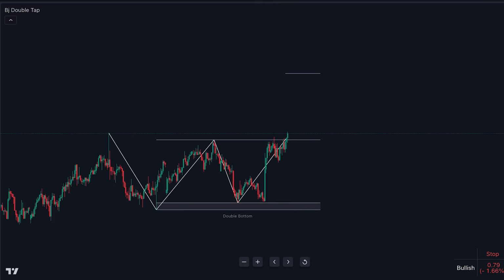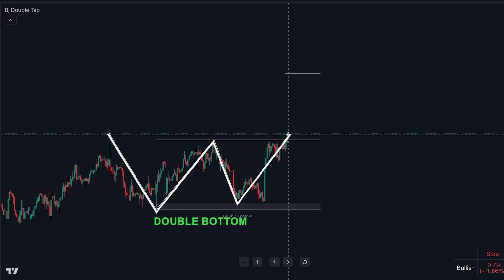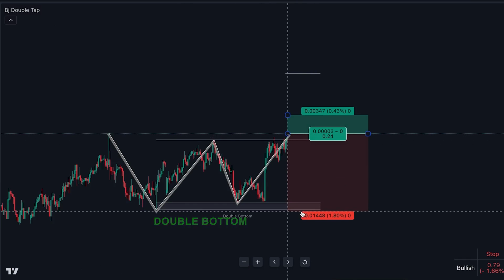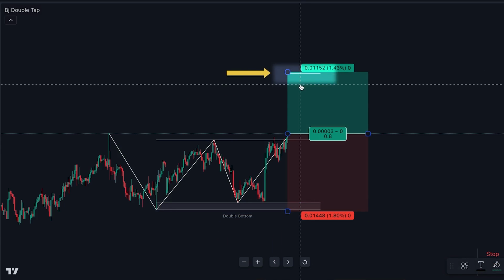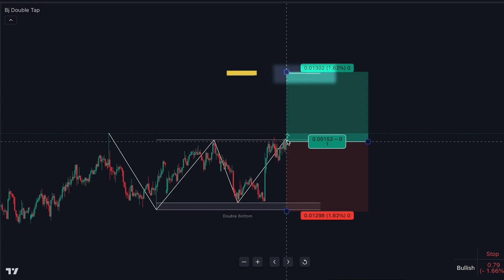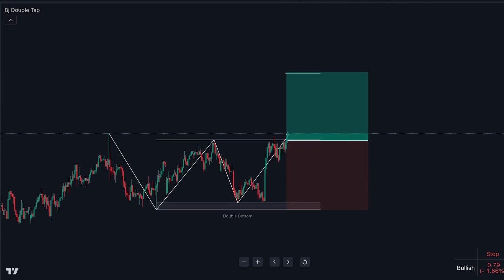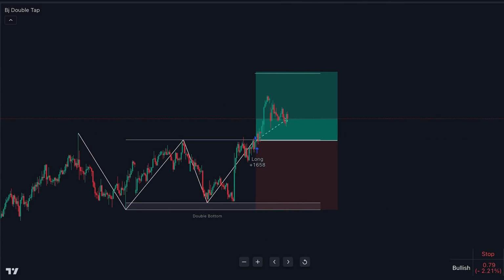Once a buy entry is detected, the indicator will automatically plot the double bottom pattern. You would need to place the stop loss below the pattern and target the swing high indicated by this swing here. This setup will give you a 1-to-1 risk to reward, so you will likely have a higher win rate.